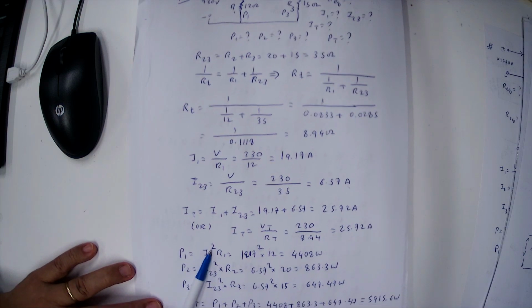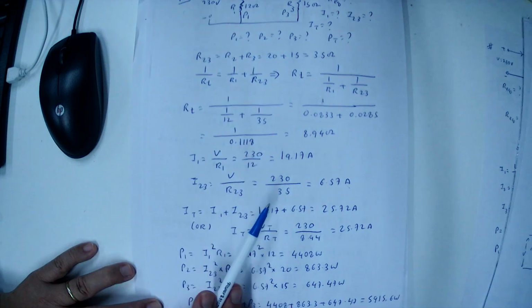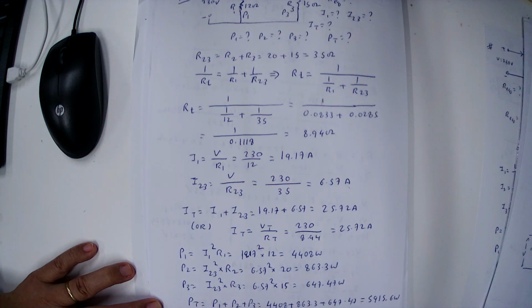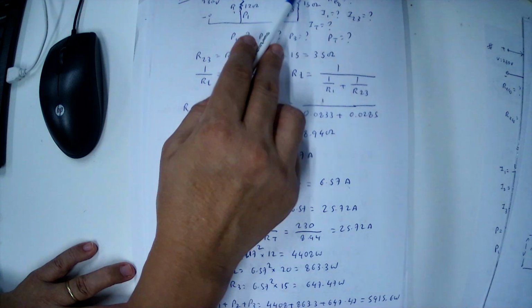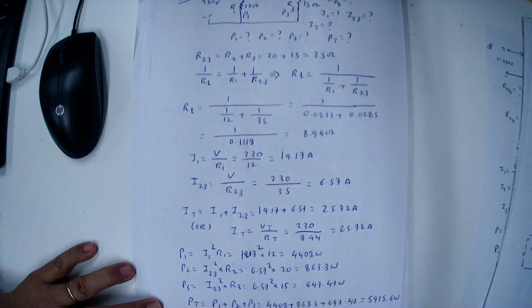Then the current flowing into the resistors: R1 current is I1, so I1 square multiplied by R1, you got the P1. And I23 flows through both R2 and R3, so I23 square R2 is power P2, I23 square R3 is power P3. The total power equal to P1 plus P2 plus P3, we got the total power.